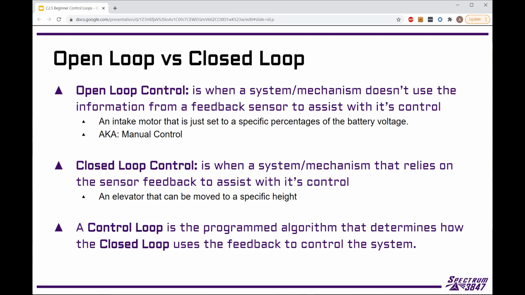We don't really know what it's doing. We just know we're outputting it and telling it to do it. We don't know if it's actually happening. And so that's open loop control. That's also called manual control.